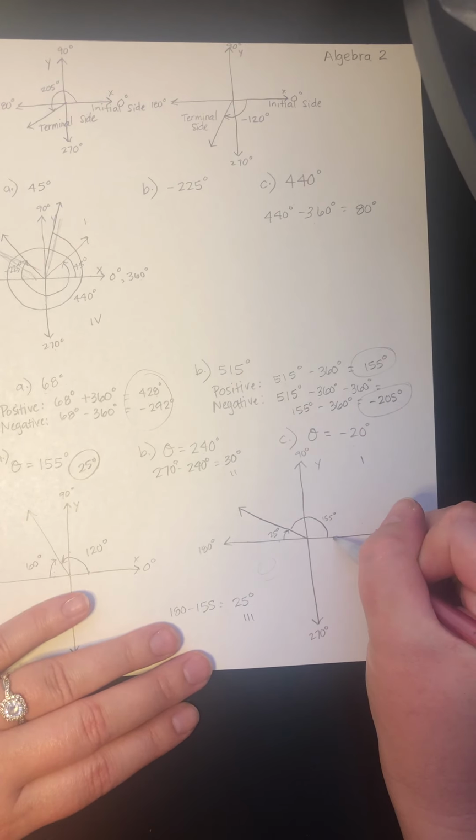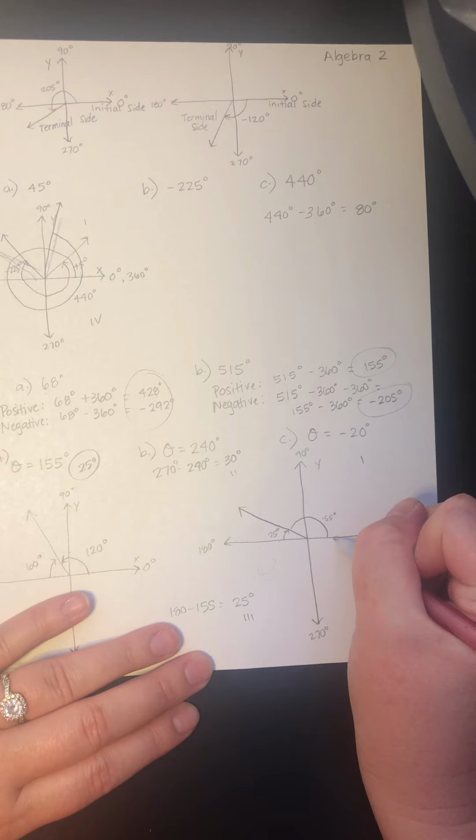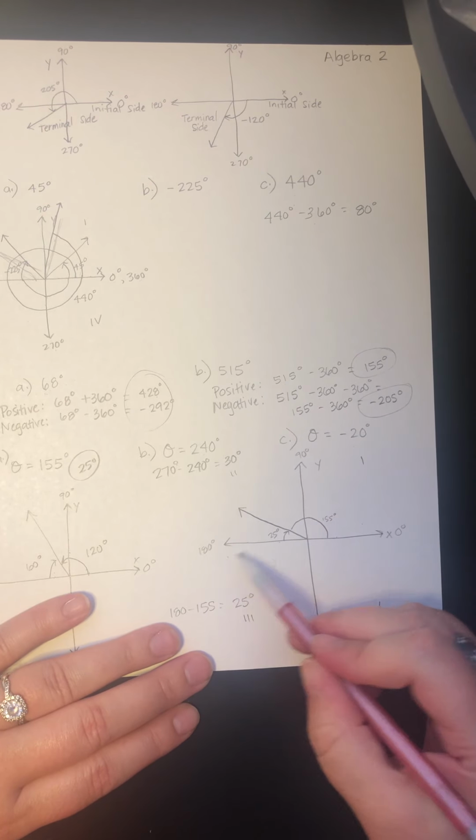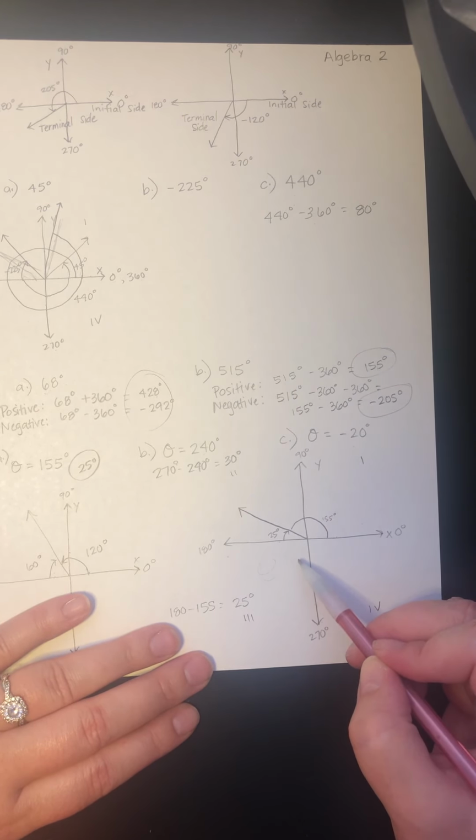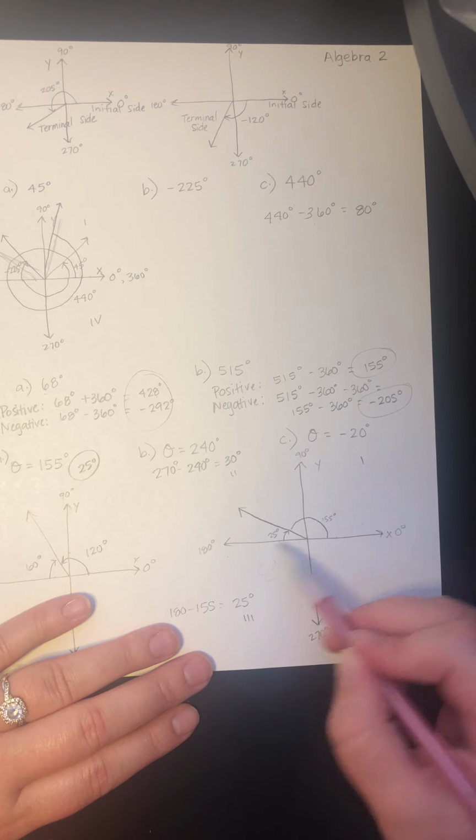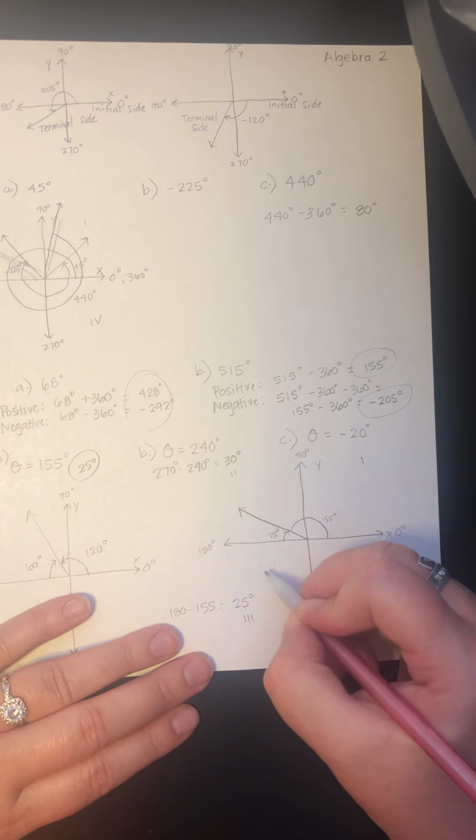So starting here at 0, it's going to be right here. It's 90 degrees for one quadrant. We have 30 degrees from 180 to here.